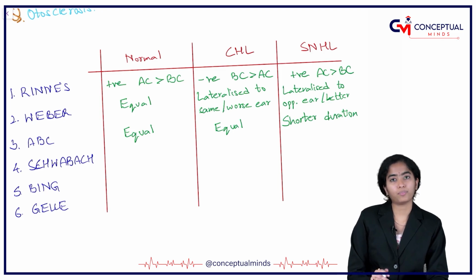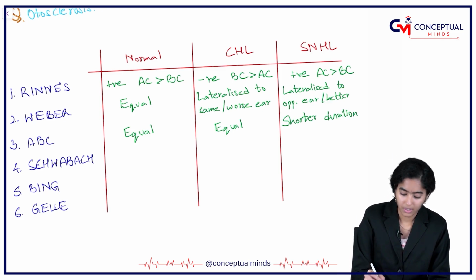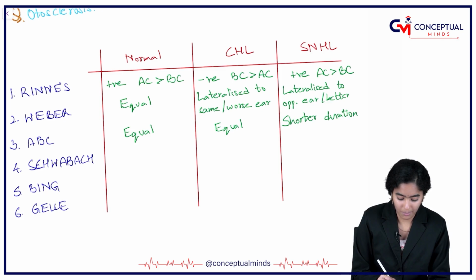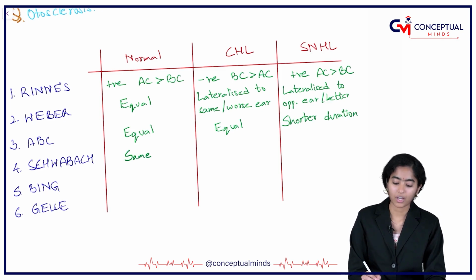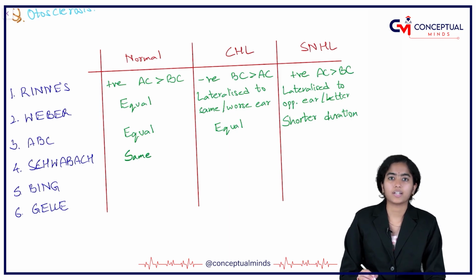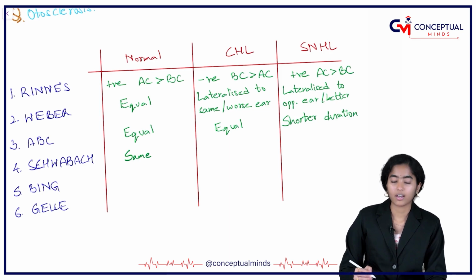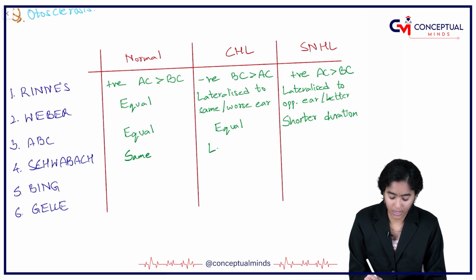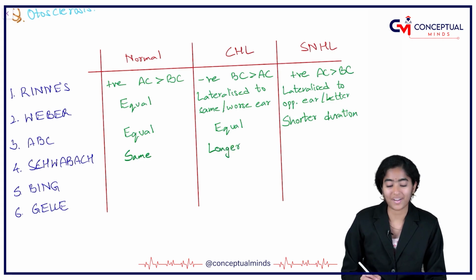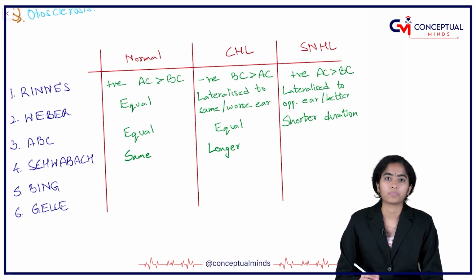So when it is performed on a normal person, it is the same as that of the examiner. But when the patient has conductive type of hearing loss, he happens to hear longer than the examiner. In conductive hearing loss, the bone conduction becomes better, so he hears it longer than the examiner.